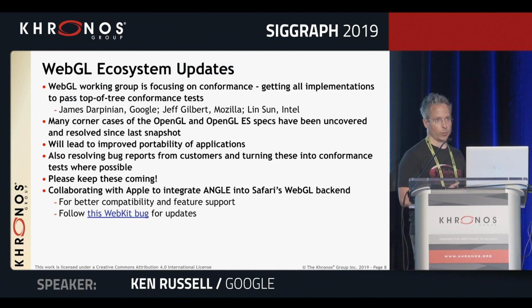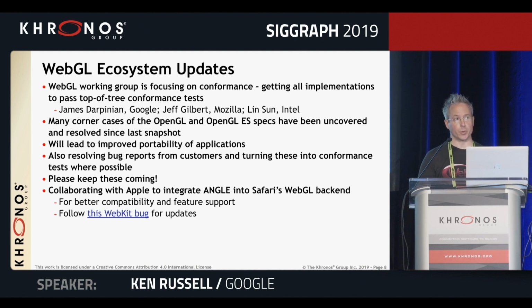So, just a brief update on what we've been focusing on. We're working on conformance, I think it's safe to say, trying to get all the implementations to pass the top-of-tree tests. We're resolving lots of corner cases. We're getting bug reports from you, the community, and turning those into conformance tests where possible. So where you see bugs or behavioral differences, we want to resolve these to improve your application portability. So please keep these coming. We are also collaborating with Apple to integrate the Engel project into Safari's WebGL backend. And that's a lot of buzzwords. So if you didn't understand it all, just come talk to me later. And this is for better compatibility and feature support. And there's a public WebKit bug that you can track for more updates on that.